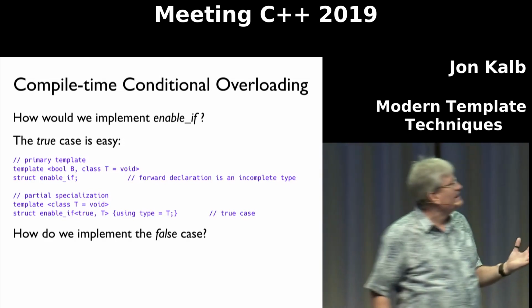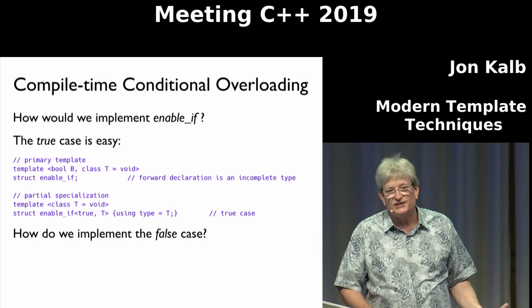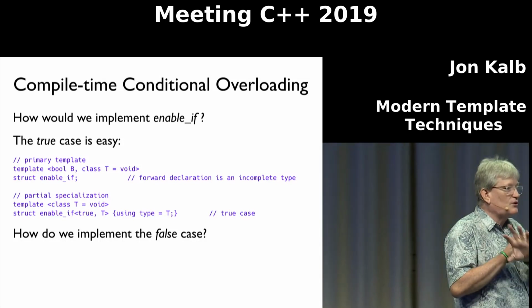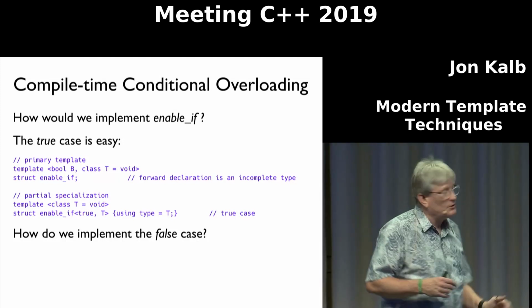We don't. That's kind of the whole point, is we don't want this to work in the false case. We want the compiler to say, I'm just going to ignore this. I'm going to disable this function. And so we just don't implement the false case.